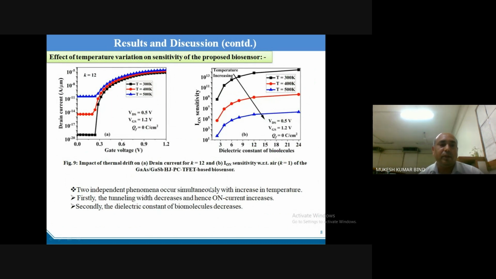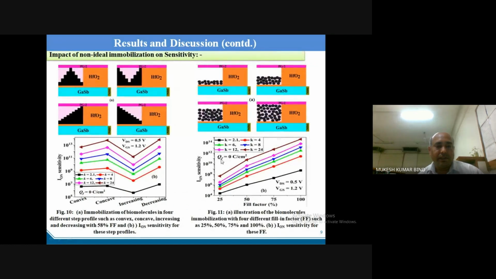Impact of temperature variation on the sensitivity. Here two phenomena occur when the temperature increases. First, the on current increase is very small, because the on current of the proposed device depends on band-to-band tunneling, not diffusion. The off current also increases due to the minority carrier concentration. But the sensitivity of the proposed biosensor decreases because when the temperature increases, the biomolecule dielectric constant also decreases.